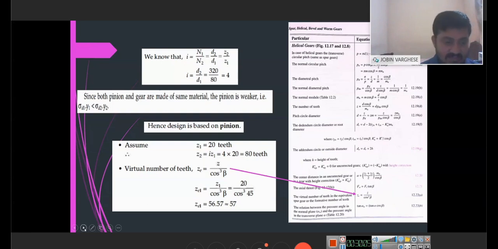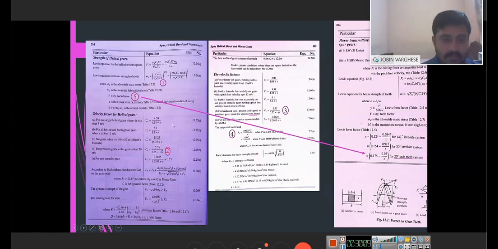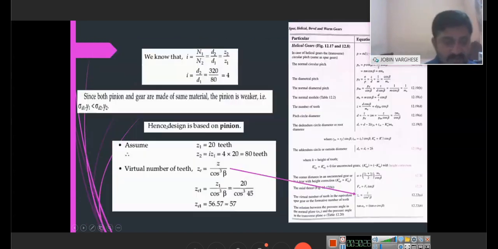So first and foremost, we have to find out the parameters here, like the D, everything. Next, the material selection: the material was already given, as a result we have taken it. The second step is we have to find out which one is the weaker gear. So here it is found out to be the pinion.